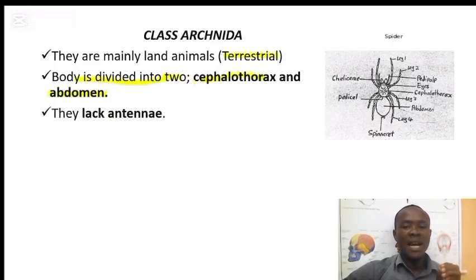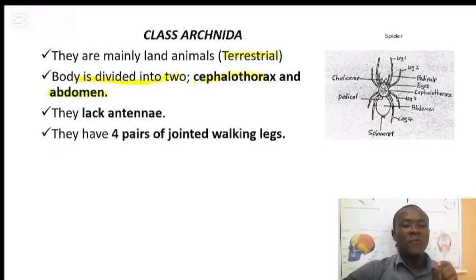Next, they lack antennae. The antenna that is used in other animals for sensitivity, they don't have it. They have four pairs of jointed walking legs. If you can count it, this is 1, 2, 3, 4. So they have four pairs of jointed walking legs. They have 8 simple eyes.